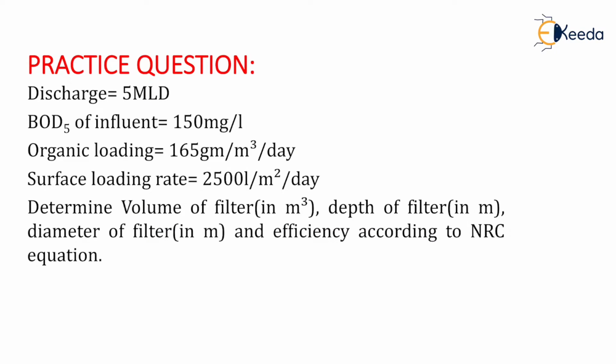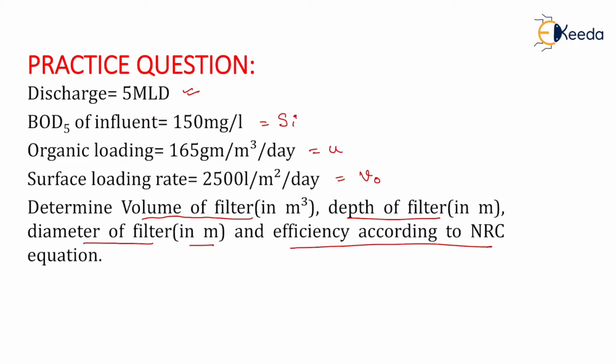The question is given as: discharge is equal to 5 MLD, BOD5 of influent, that is Si, is equal to 150 milligram per liter. Organic loading, that is U, is given as 165 gram per meter cube per day. Surface overloading rate, that is V0, is given as 2500 liter per meter square per day. Now we need to determine the volume of filter in meter cube, depth of filter in meter, diameter of filter in meter, and the efficiency according to the NRC equation.